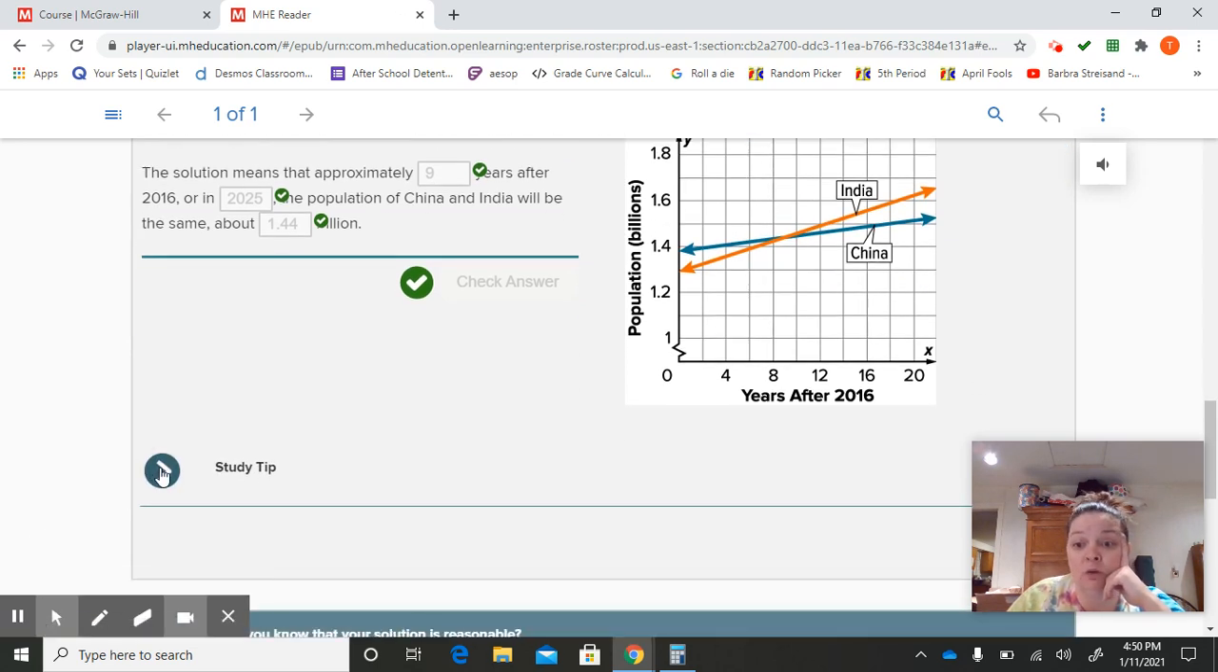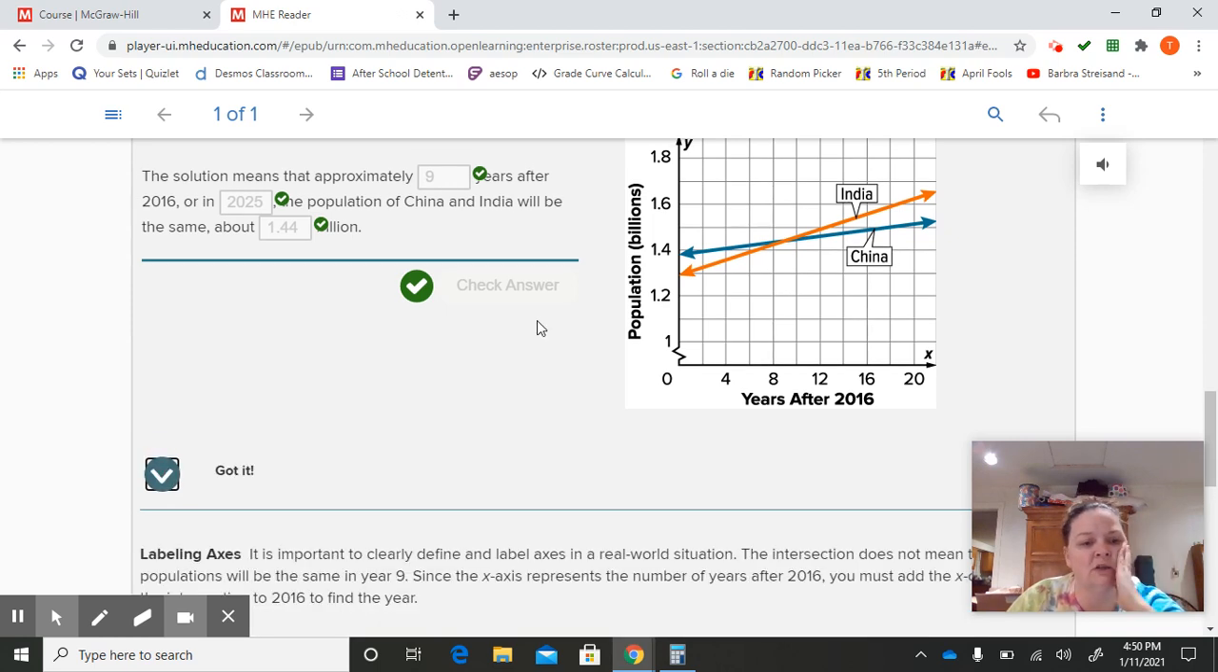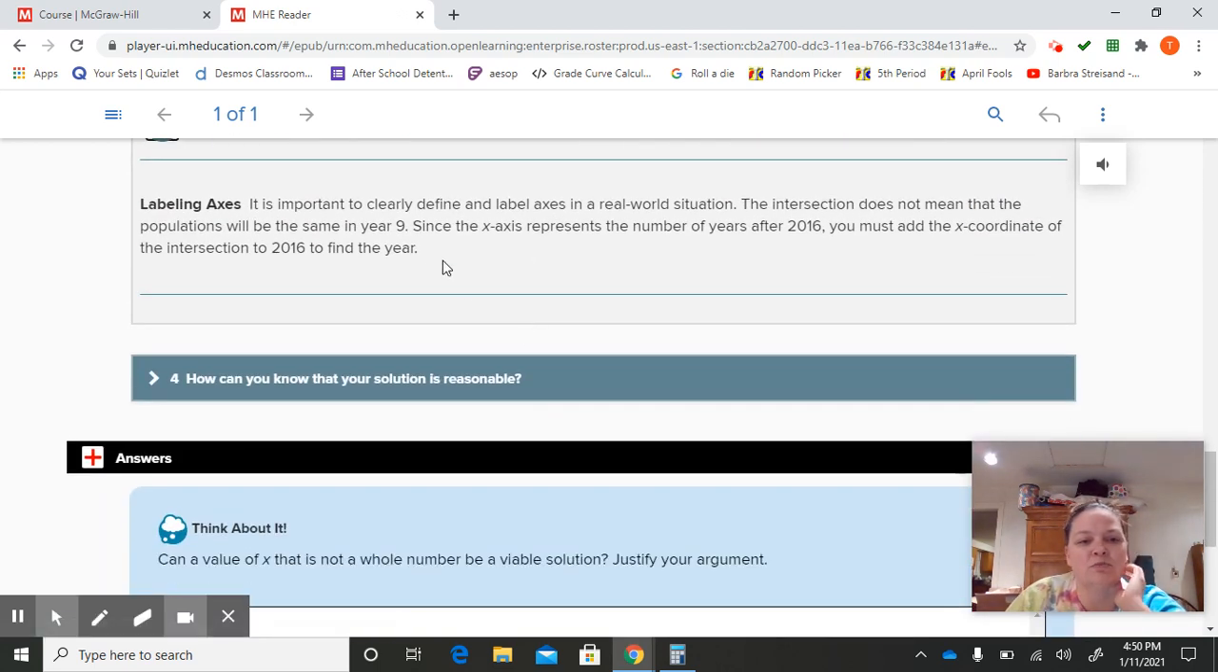Study tip: read the question thoroughly before you try to answer it. Also, it's important to clearly define and label the axes in a real world situation. The intersection does not mean that the population will be the same in 9 years, since the x axis represents the number of years after 2016. You must add the x coordinate of the intersection to 2016 to find the year.